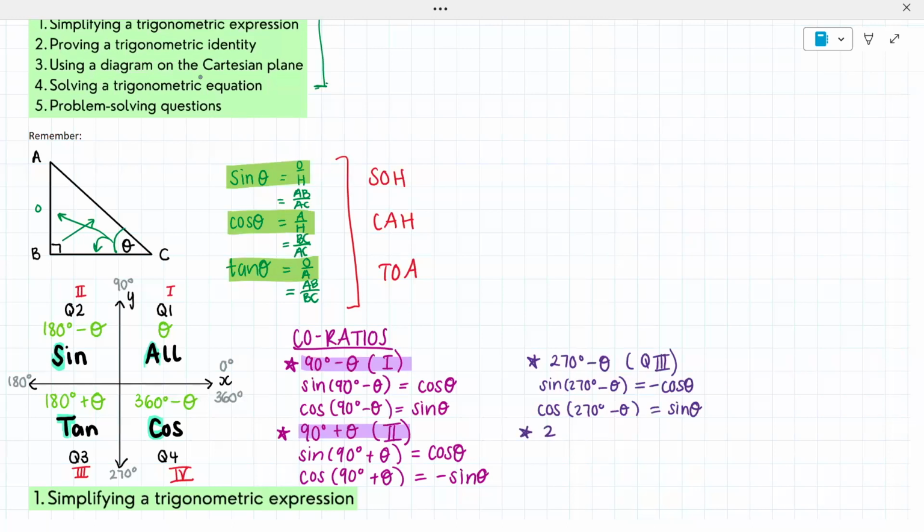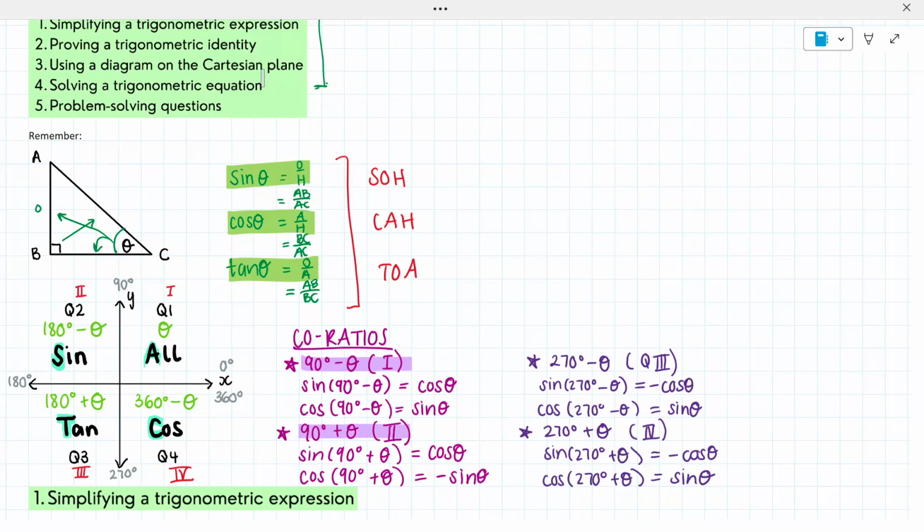If we now look at 270 plus theta, this is then quadrant 4, so only cos is positive there. So sine of 270 plus theta is going to be negative cos, because sine is negative in quadrant 4. And cos of 270 plus theta, cos is positive in quadrant 4, so it's positive sine theta.